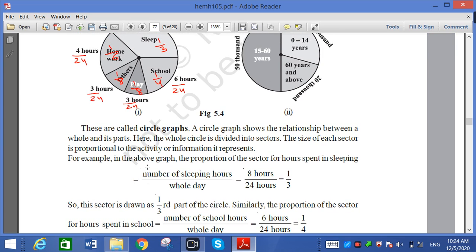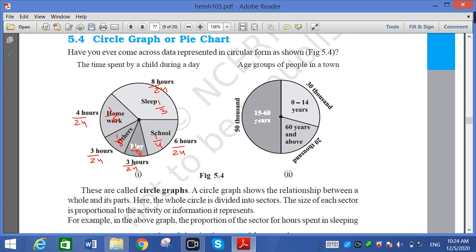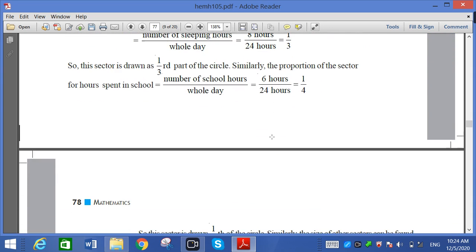Same thing if I want to explain again, what do I have to write? For 50 and 60 years, 50 divided by 100, so here 1 by 2. Here 30 divided by 100, we can say 1 by 3. Here 20 divided by 100, we can say 1 by 5. So for 60 and above, the sector is 1 by 5. 0 to 14 is 1 by 3, and 50 is 1 by 2. These are all the sectors and they are in proportional form.